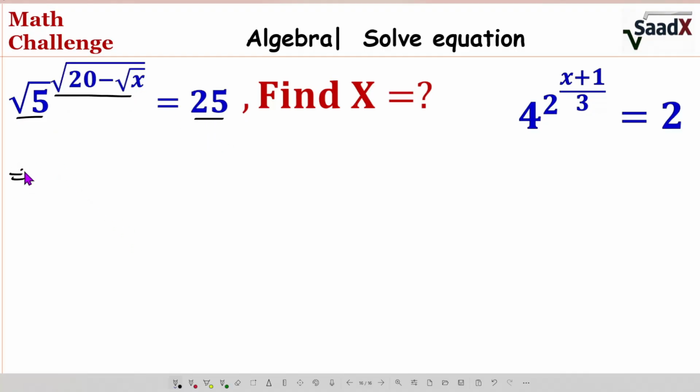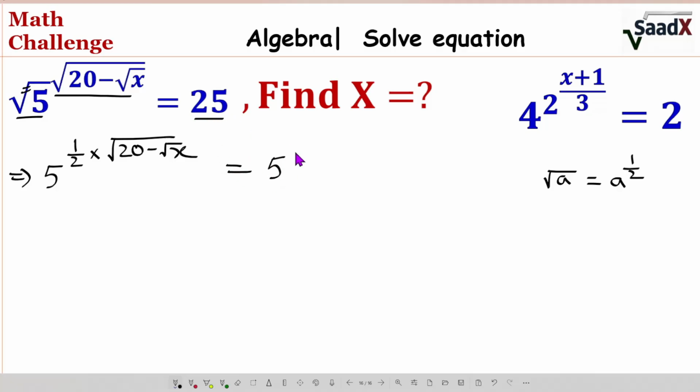So first we have to omit this root. So we know root a equals a to the power 1 by 2, right? So this one we can write 5 to the power 1 by 2 times root 20 minus root x, and here equals to, against this 25 we can write 5 square.